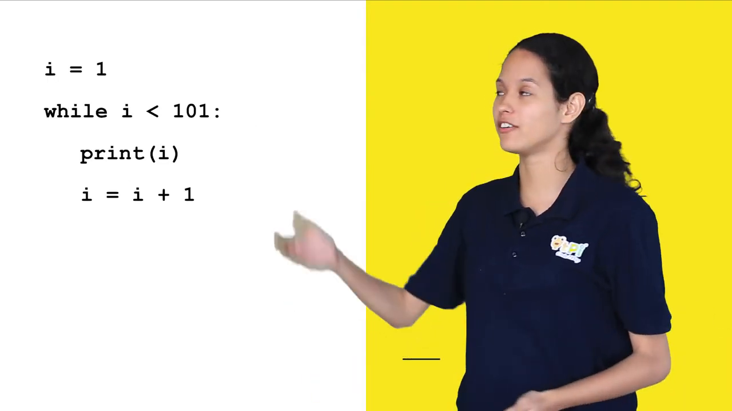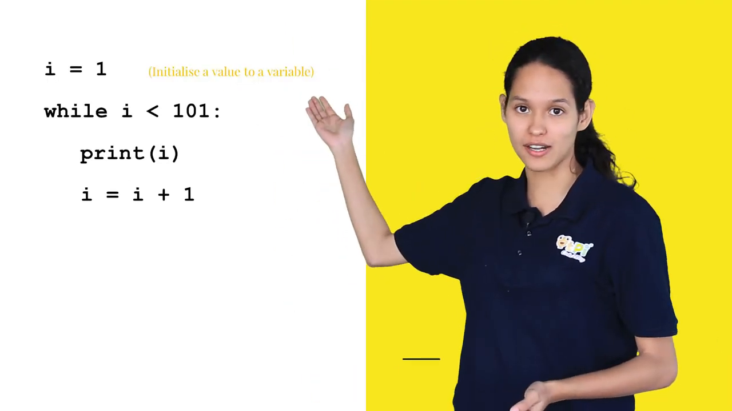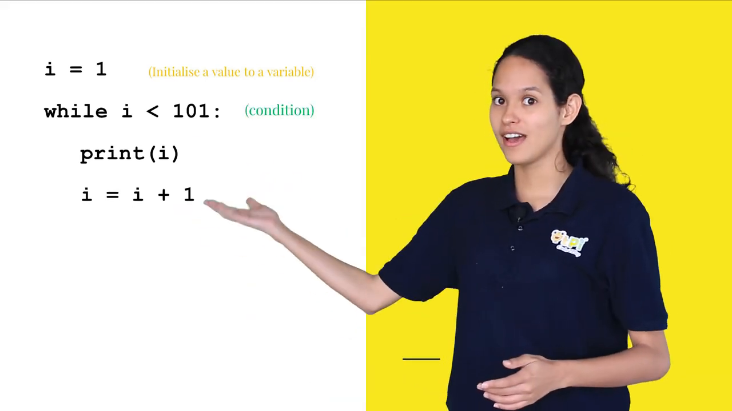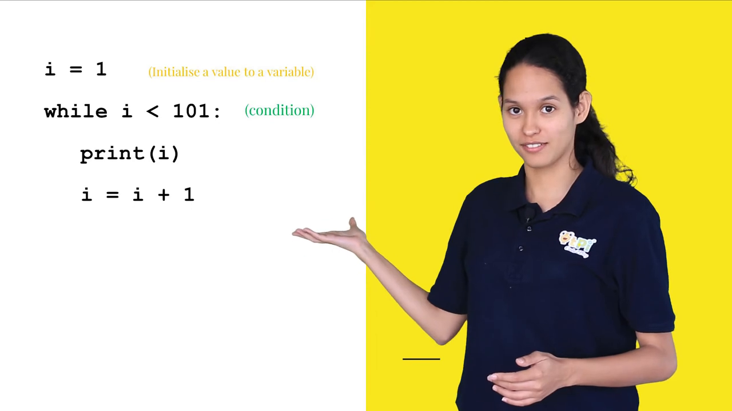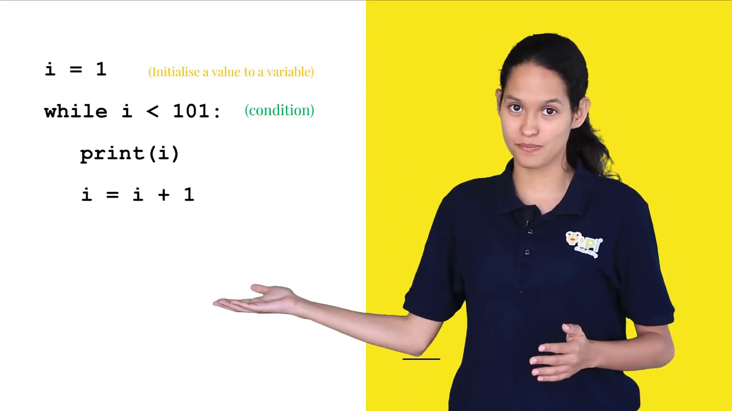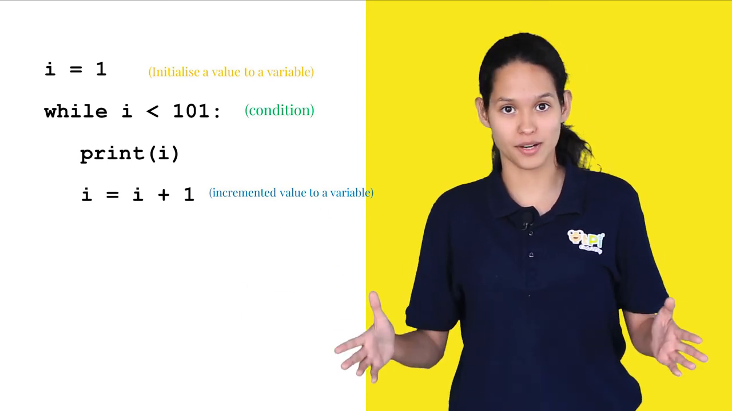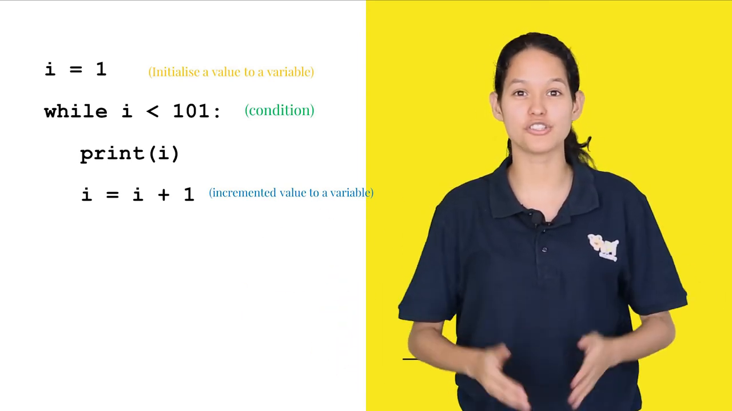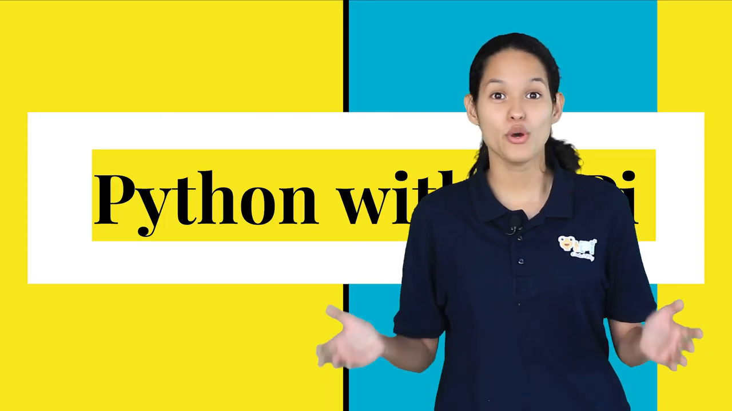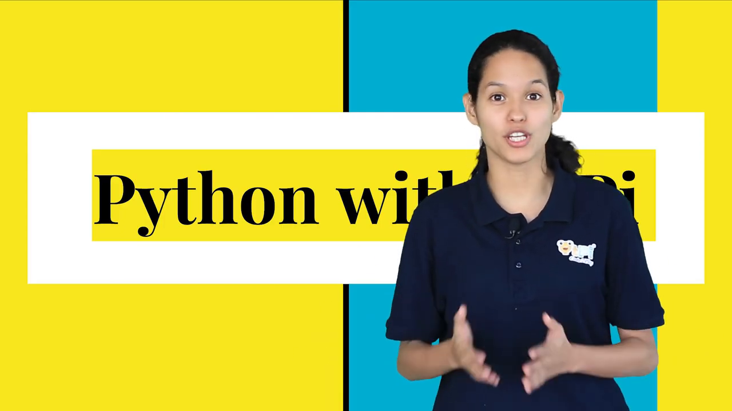In this example, the value of I is initialized to 1, and the condition that needs to be checked is while I less than 101. If this condition is true, then the value of I is printed and incremented by 1. So this process continues until it prints the numbers from 1 to 100. This is how you can use your while loop in your code.